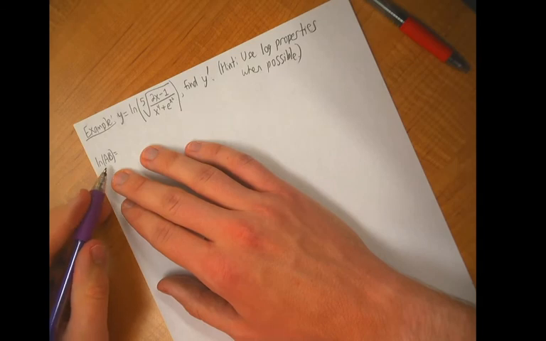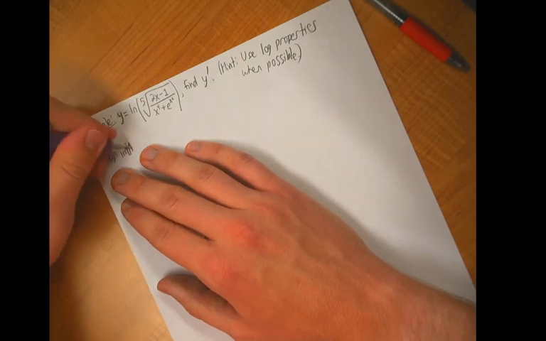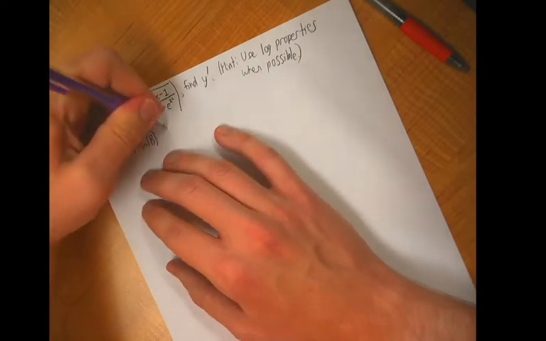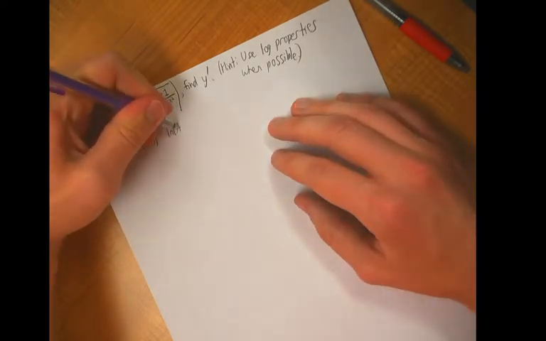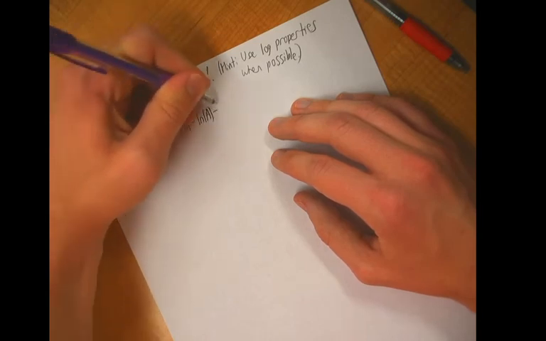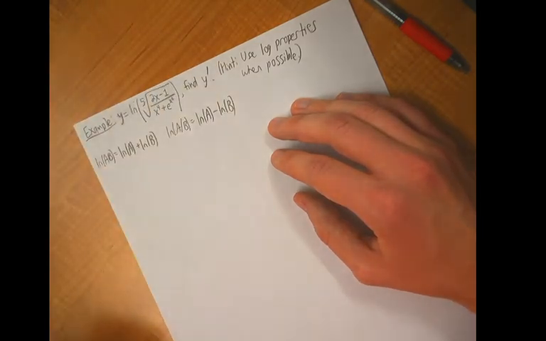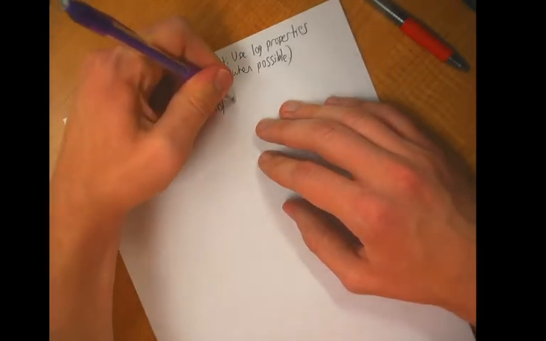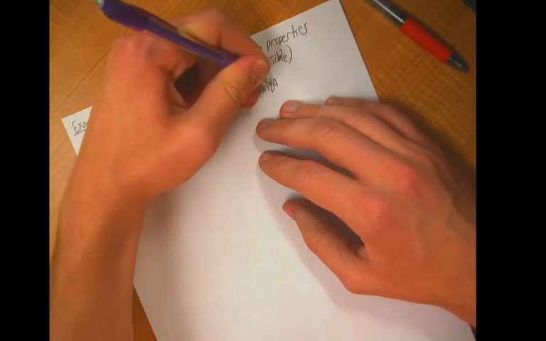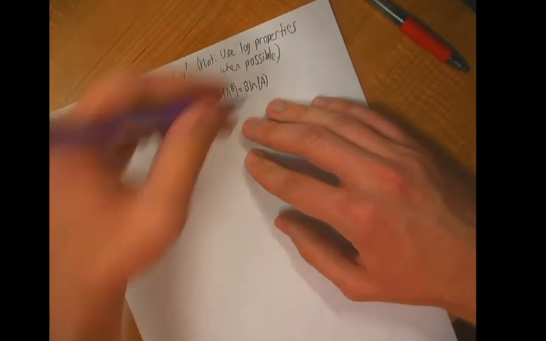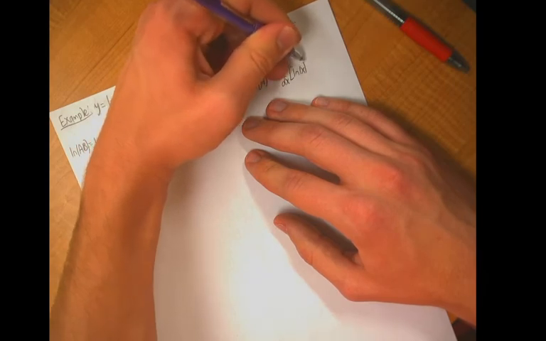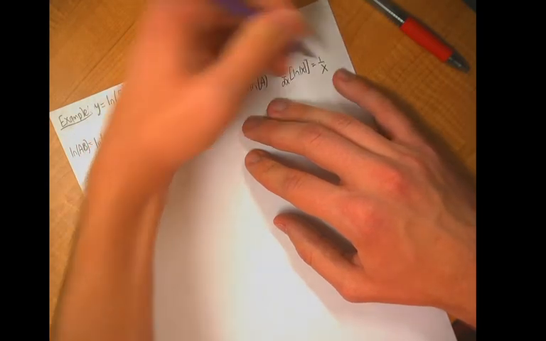So we have natural log of a times b is natural log of a plus natural log of b. Natural log of a divided by b is natural log of a minus natural log of b. Natural log of a to the power of b is b times natural log of a. And the derivative of natural log of x is just 1 over x.